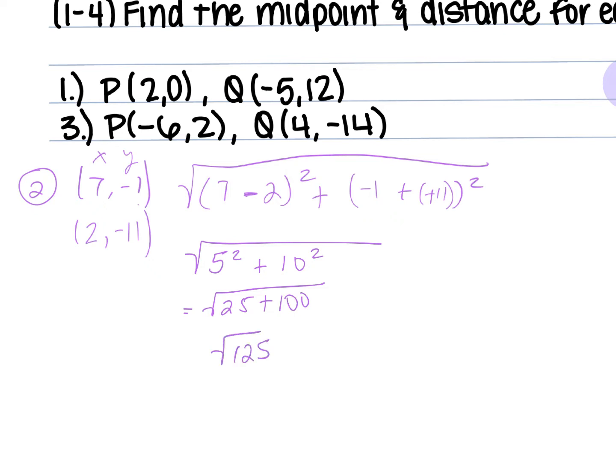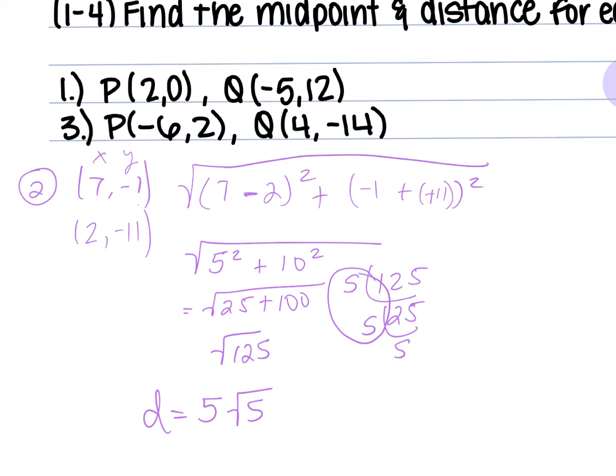Now, before I circle my answer and say, okay, I'm done, what do I need to do? I need to simplify. I've got to break down 125. Does 2 go into 125? No. Does 3? No. Does 5? Yes, 5 goes into 25 5 times. So simplified, guys, your distance here is I can take out one pair of 5, so it's 5, and then a square root of 5 is left over inside. That is full credit. You've got to simplify all the radicals.